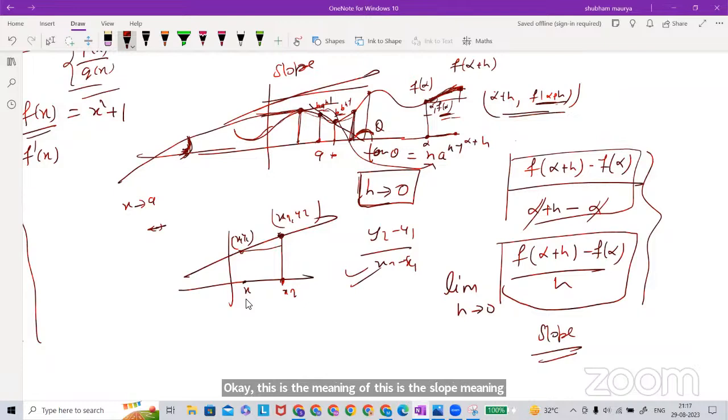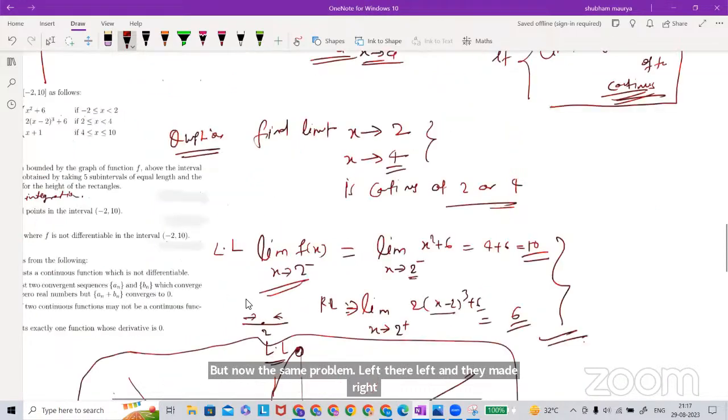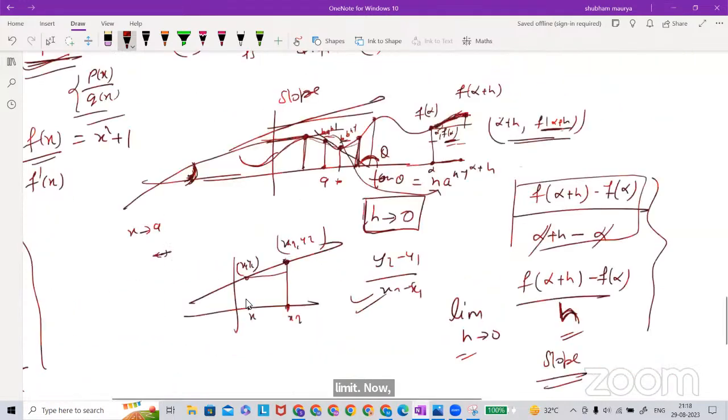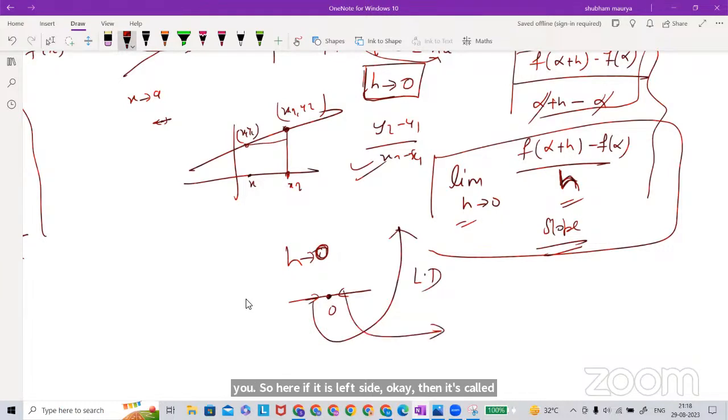And if this limit, the same problem will arise: limit exists, does not exist, infinite. We have changed this problem to the variable h. Now the same problem: left limit, right limit, infinite, does not exist. Because we are on the limit case, there are left limits and right limits. Here, approaching 0 means a very small number. So we have two ways to approach it. If it is from the left side, it is called the left derivative, and if it is from the right side, that is called the right derivative.